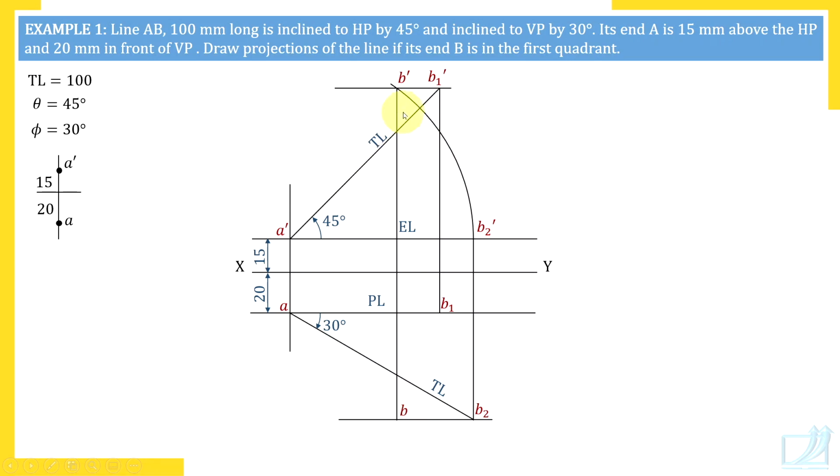Now join A dash B dash and AB with dark line or thick line. So A dash B dash and AB. Is this drawing complete? Yes. How will you come to know that your drawing is complete?